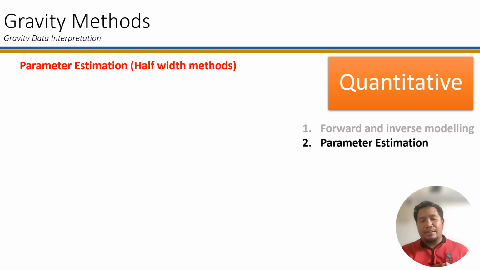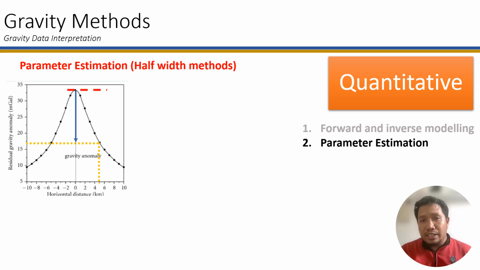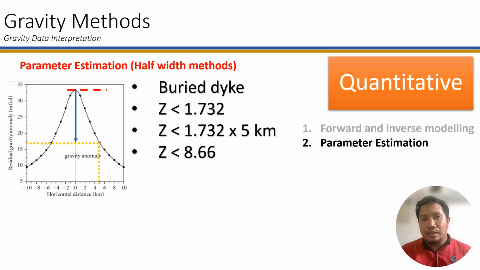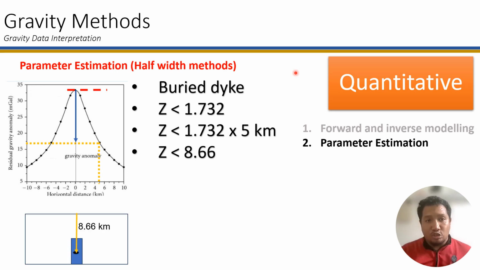Okay, now let's have another example of the half-width method for parameter estimation. If we know that the geological body is a vertical cylinder, for example a buried dike column, we then need to multiply the outcome, which is the 5 kilometers, by 1.732. So this gives us a depth of 8.99 kilometers from the surface to the center of the dike column, for example like this one.